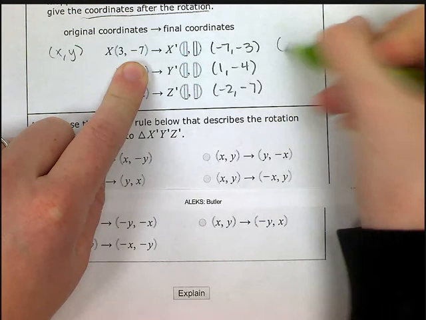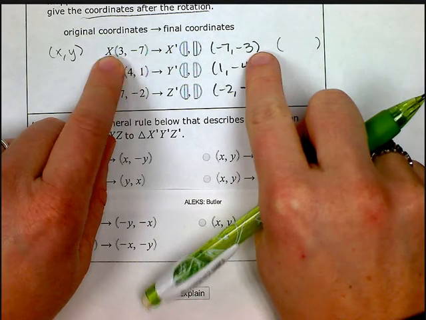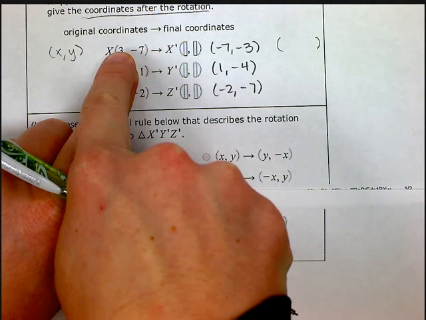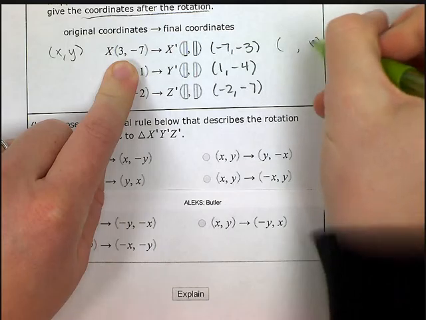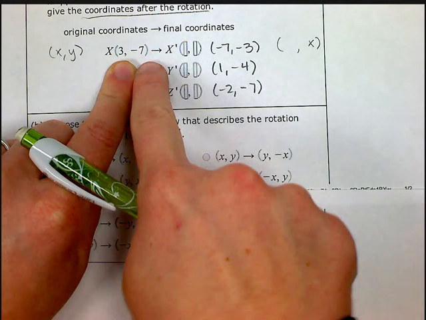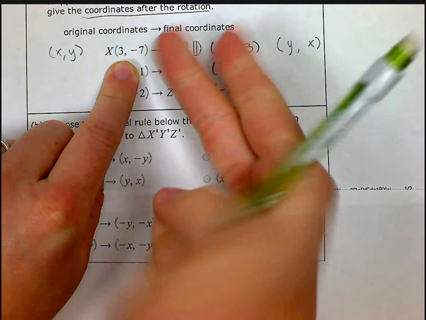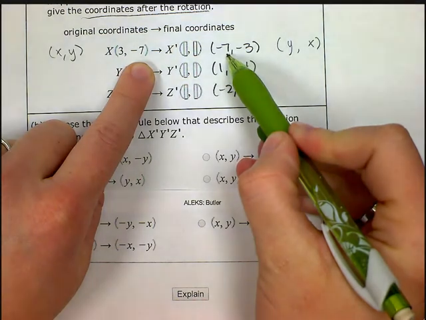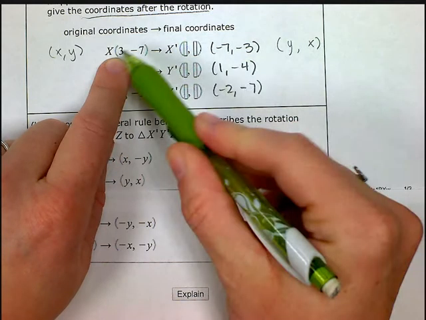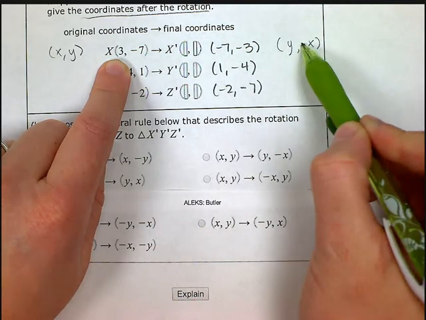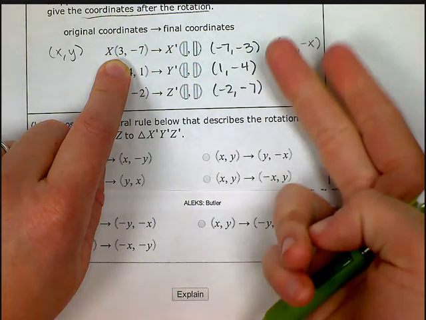So if my original point was XY, if you notice, my 3 went from my X position to my Y position. So my X number, which was first over here, is second over here. Okay, and -7, which was my second number here, or my Y, became my first number. So my position switched. Okay, but is that all that happened? No. The -7 stayed the same, even though it changed spots. And although this 3 changed spots, it also became a -3. Okay, so I'm guessing this is going to be my rule. My numbers switched places, and this one became negative.